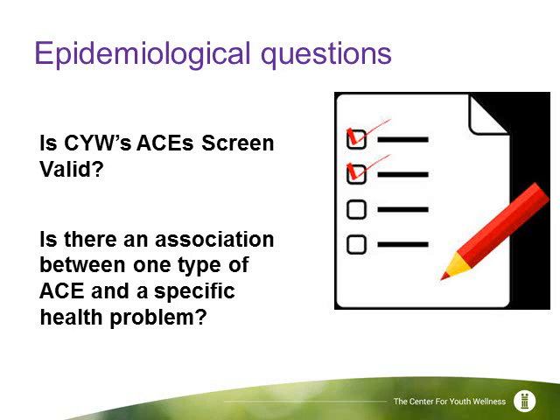Another question is whether there's an association between one type of ACE and a specific health problem. Is there a relationship between how long someone has experienced an ACE and a particular health problem? The ACEs questionnaire will be piloted with our clinic before we extend it to the general public. Some additional questions have been added: school bullying, parent or caregiver being deported, and being treated badly because of your race and/or sexual orientation.